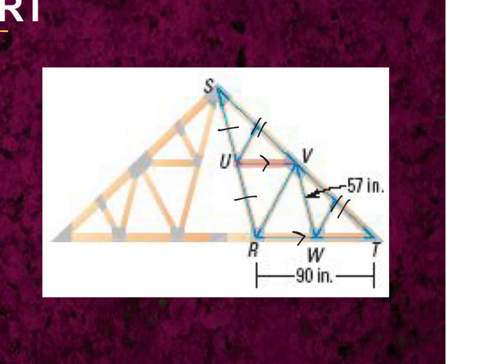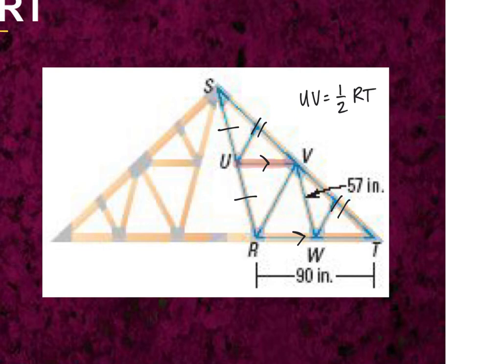Christian? UV is exactly 1/2 of RT. Okay? It's not congruent. UV is not congruent to RW, but it's 1/2 of the full length, which is RT. So we don't need to put any marks.